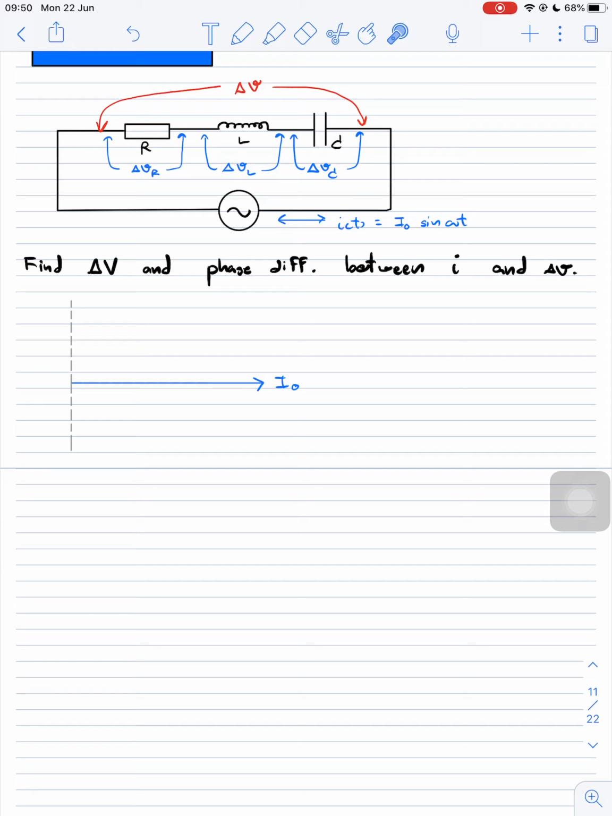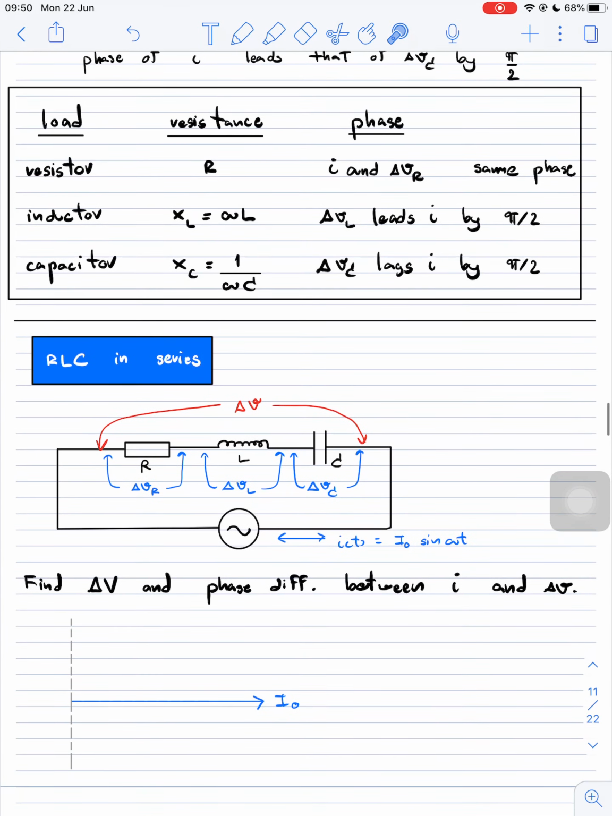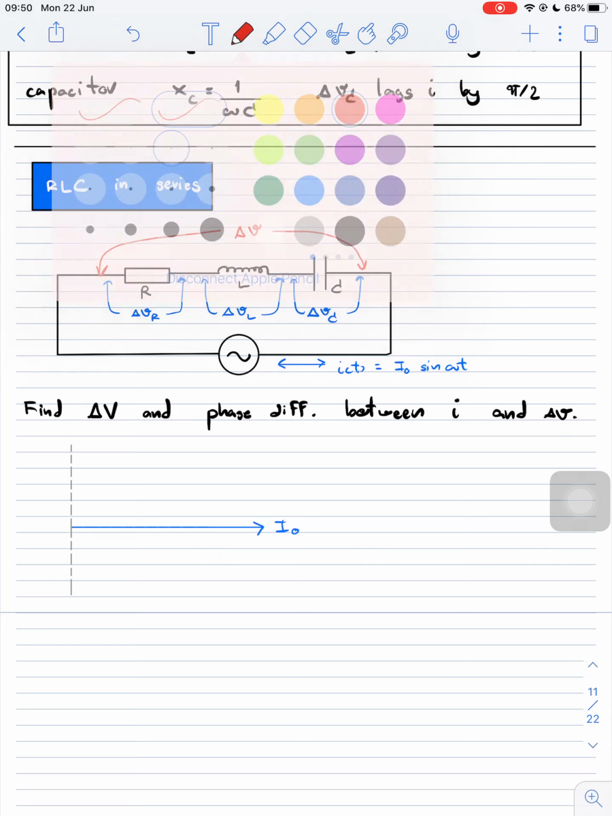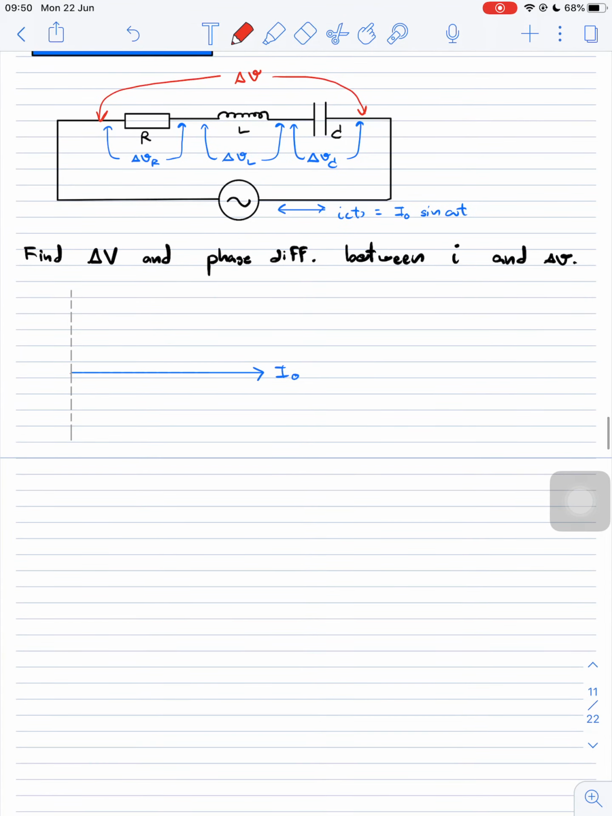Now, let's consider the potential difference across the R. The phase of the current through the R and the potential difference across the R are the same. In this case, delta VR must be in this direction, so this will be delta VR. Don't forget that the capital letter just means the amplitude of the potential difference.